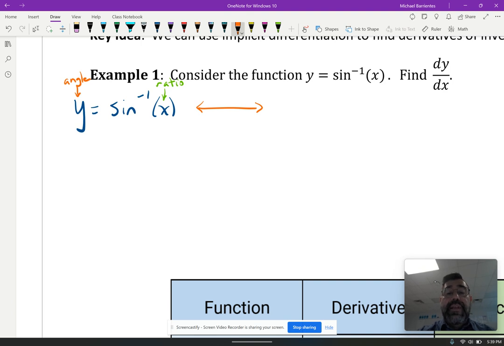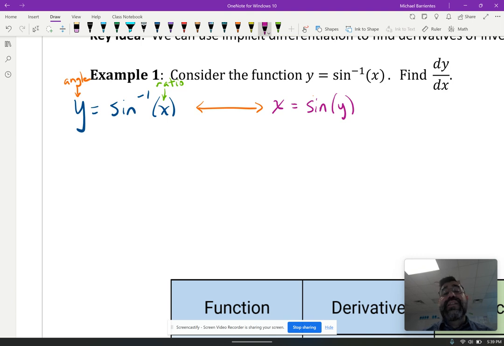as the sine, let me use a different color here. The sine of the angle is equal to the ratio. This is normally how we see it, right? The sine of an angle is equal to some kind of trig ratio, one of the coordinates on the unit circle. Sine inverse says, give me the input as a ratio, I'll spit out the angle. But if I rewrite it, what I've really done is I've created the inverse function. So this is the inverse function.